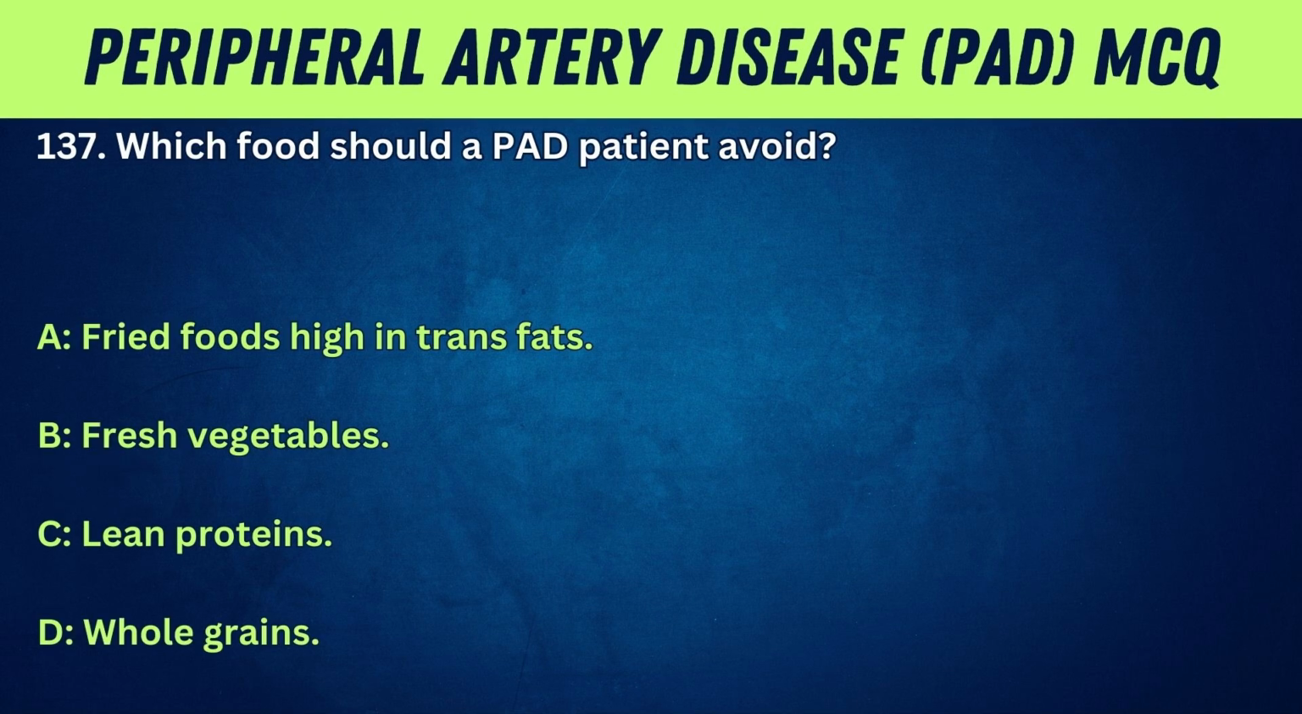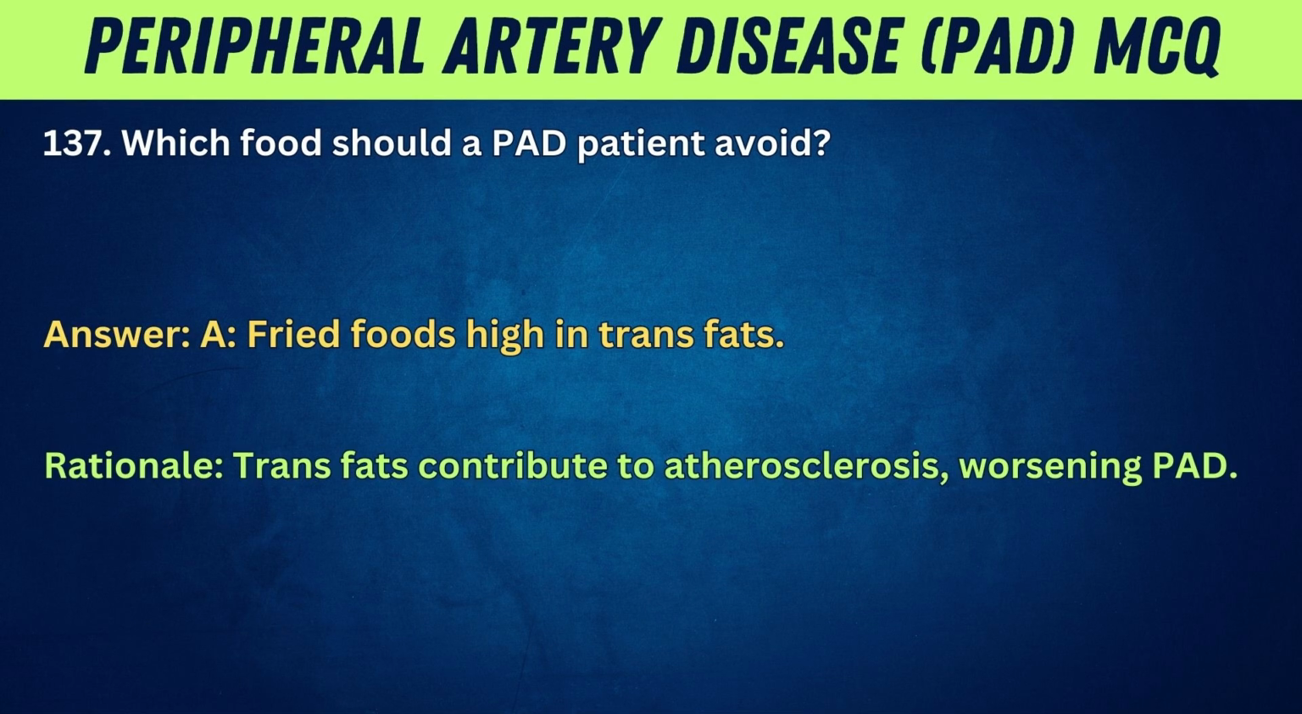137. Which food should a PAD patient avoid? A. Fried foods high in trans fats. B. Fresh vegetables. C. Lean proteins. D. Whole grains. Answer. A. Fried foods high in trans fats. Rationale. Trans fats contribute to atherosclerosis, worsening PAD.